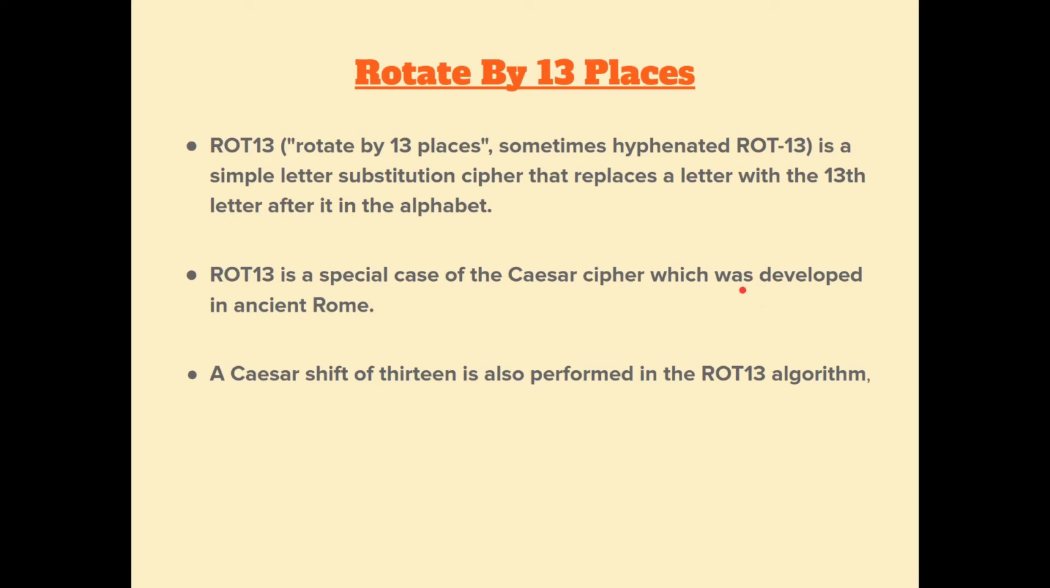Now, what is rotate by 13 places? Rotate by 13 places, or ROT13, is a simple letter substitution cipher that replaces a letter with the 13th letter after it in the alphabet series. It is a special case of the Caesar cipher, which was developed in ancient Rome. Julius Caesar, the ruler of great Rome, devised this method.